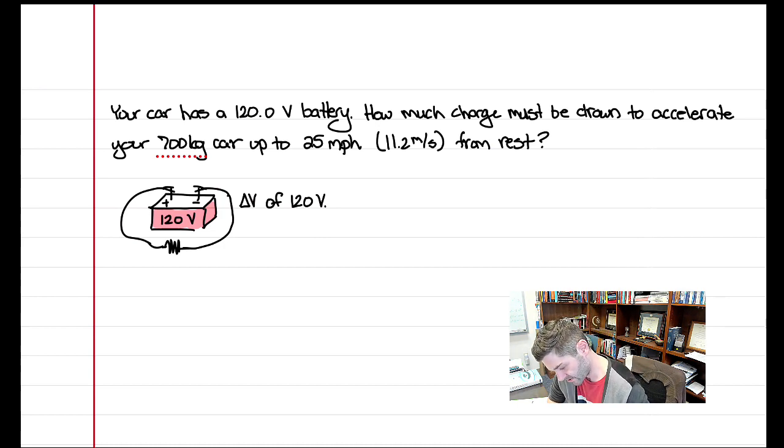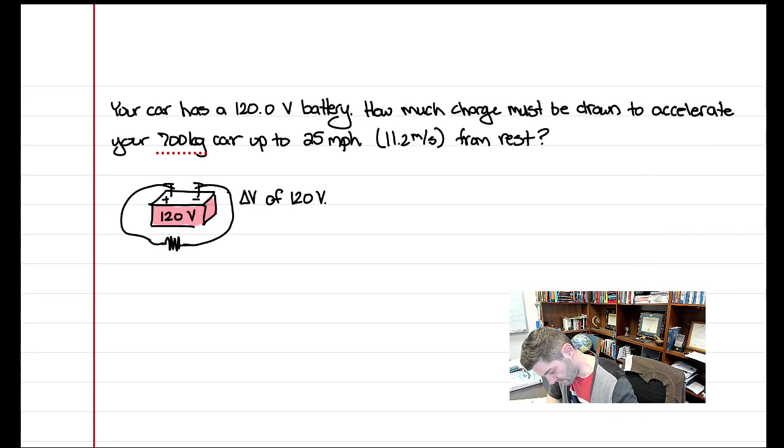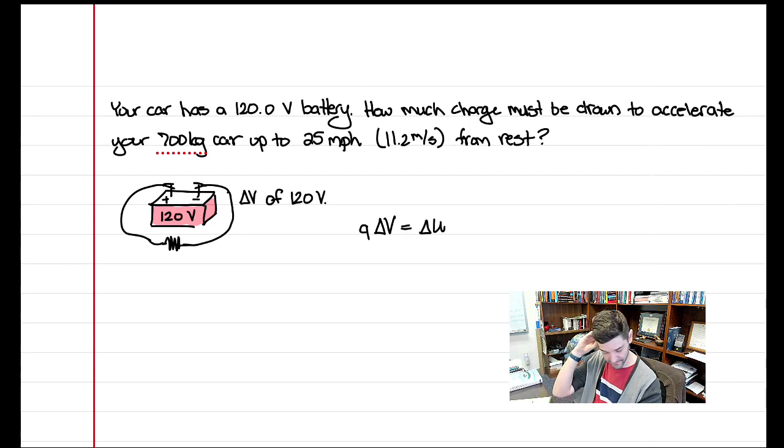So if the question is how much charge must be drawn to accelerate a 700 kilogram object up to 25 miles per hour from rest, we know that when a charge moves through a potential difference, that results in a change in the charge's potential energy. So if you have some amount of charge that goes through a delta V, the potential energy of that charge changes. And of course, the charges should gain some potential energy that they can then give to something else to do meaningful work.